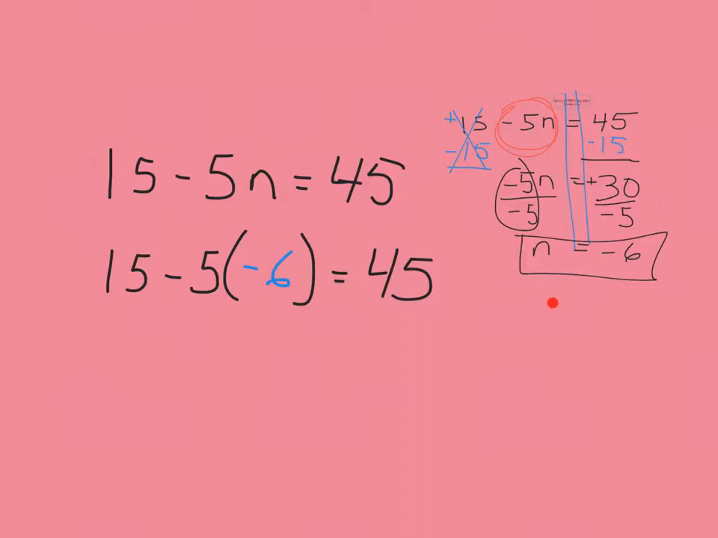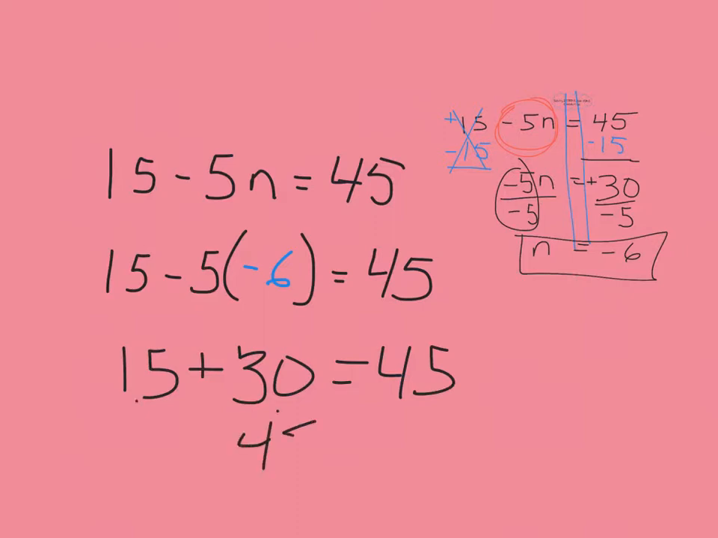All right, now I'm going to go back and check my work. I got n equals negative 6. So I'm going to plug that into the original equation. 15 minus 5n equals 45 is the original equation. So I'm going to plug in negative 6 for n. 15 minus 5 times negative 6. Well, negative 5 times negative 6. I have to do the multiplication first. So negative times the negative is a positive. 5 times 6 is 30. So 15 plus 30 should equal 45. 15 plus 30 does equal 45.